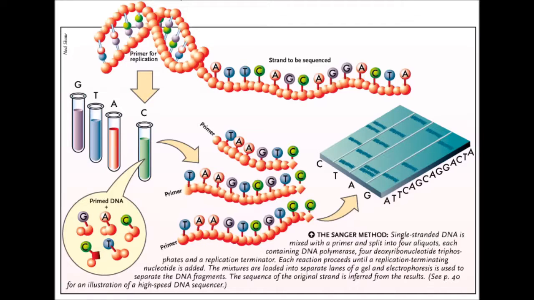It involves the use of 4 separate reaction tubes that are set up, each tube containing an identical DNA of interest, a radioactively labeled primer to get DNA synthesis started, the deoxyribonucleotide phosphate to be used in DNA synthesis as the dNTP, and a small amount of the dideoxyribonucleotide phosphate, the ddNTP, and the DNA polymerase.